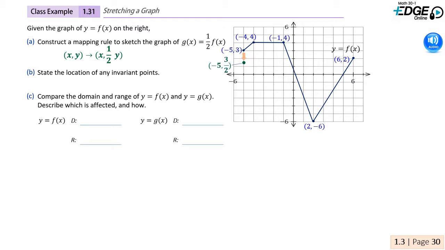The effect of this is that each point on the graph will have its y coordinate multiplied by 1/2, or divided by 2. And so we will see all the points above the x-axis lower a little bit, and those below will raise a little bit, and the x-intercepts will remain the same.